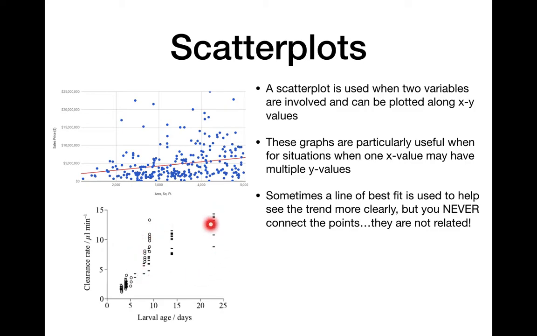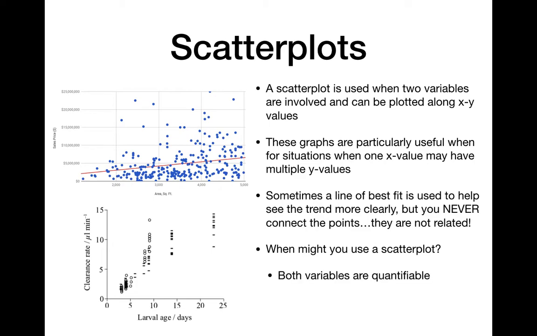Here, there's not even a line of best fit, but you can kind of see a relationship looking like this. Okay? So when might you use a scatter plot? Well, scatterplots are super useful in science because a lot of the time we have multiple trials. It has to be a case where both variables are quantifiable and the trials are not related. So if you're comparing different individuals, the same kind of data set, you're going to use a scatterplot.